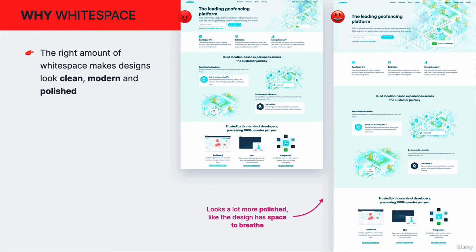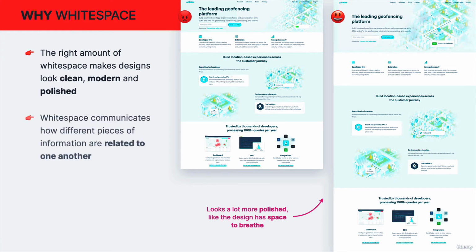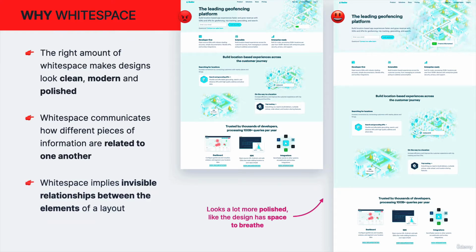But why exactly is white space so important? Well, white space automatically communicates how the different pieces of information in our layout are related to one another. And so by doing this, white space creates invisible relationships between the elements of the layout, which automatically makes it easy for the user to navigate that layout completely intuitively. Okay, and so now that we know what white space is and why it's so important, let's quickly learn how to use it.